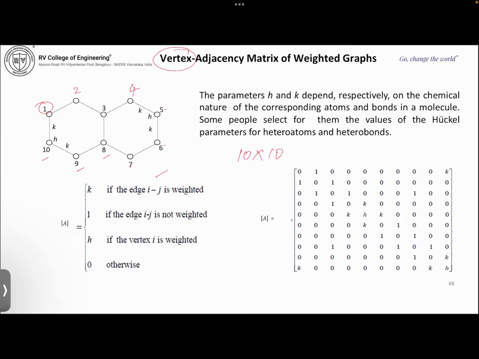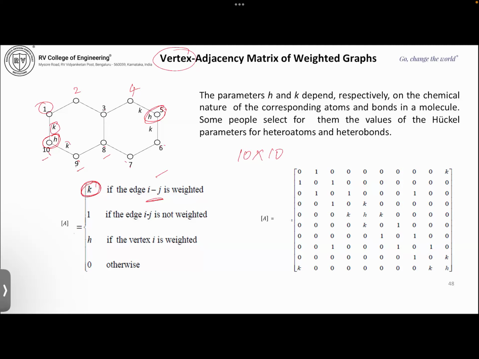The definition for the weighted adjacency matrix is: if I and J are weighted with respect to bond order or with respect to different order, then the edge relationship between I and J is defined as K. You can see here, this is the heteroatom. H means heteroatom, and the fifth atom is also a different atom. 1, 2, 3, 4, 6, 7, 8, 9, all are the same, but the 10th atom and the 5th atom, the vertices, are different. They're labeled as H. And the H attached to another atom, that is 10 and 1, they are different. So that edge is defined as K.